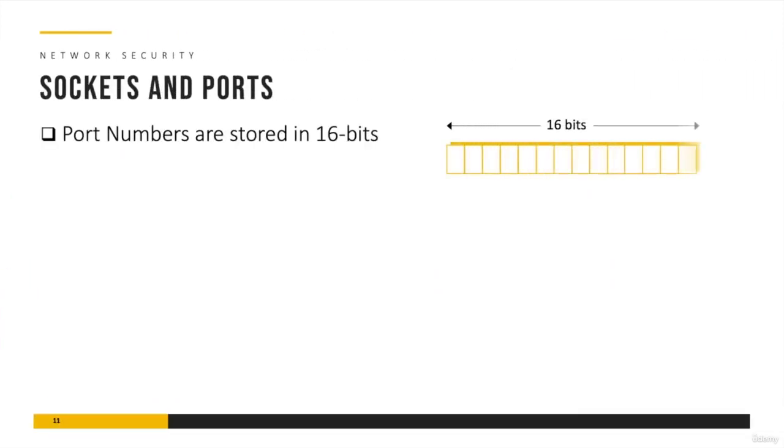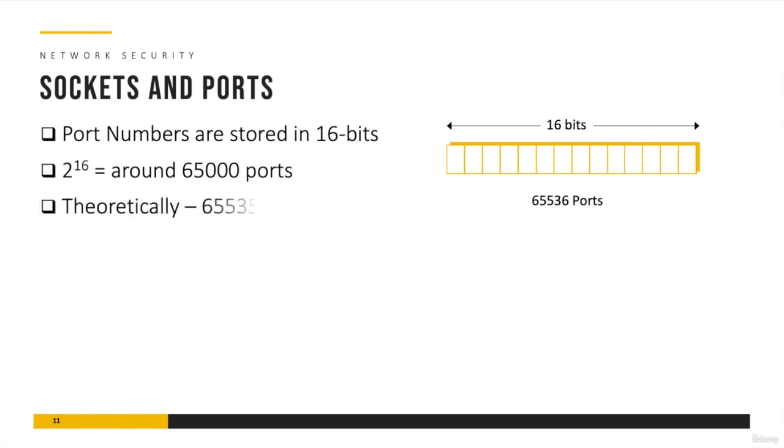Now, port numbers are always stored in 16 bits, which basically means that you can have 2 raised to the power 16, roughly 65,000 different ports. And since we just discussed that every application needs its own unique port, theoretically every system or every PC can support 65,000 different applications at one time.